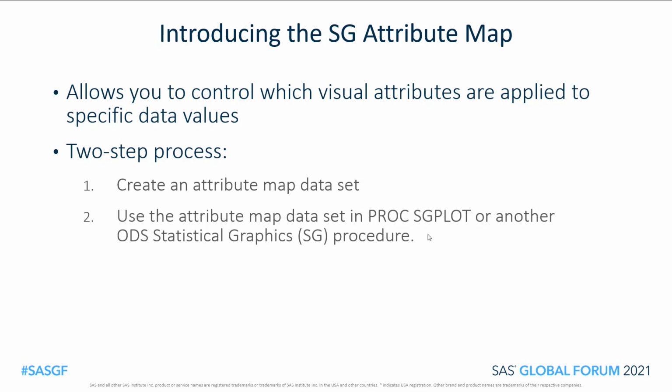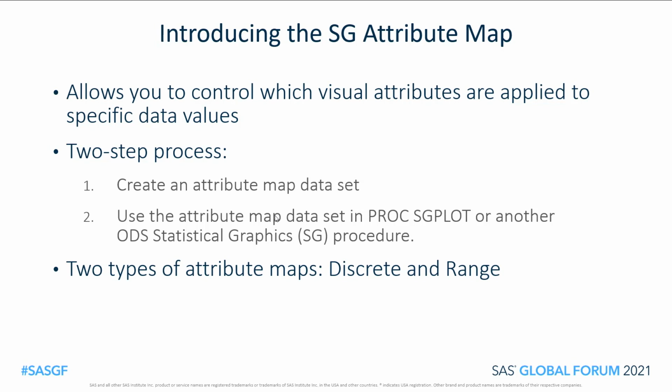And I should mention, this is specific to the ODS statistical graphics procedures, the ones that start with SG. This is not going to work in the old legacy SAS/GRAPH procedures like GPLOT and GCHART and GSLIDE. That's an entirely separate graphics system. ODS statistical graphics is the newer system that has just been around the last 10 or 15 years or so. And this feature, this attribute map, applies to that system.